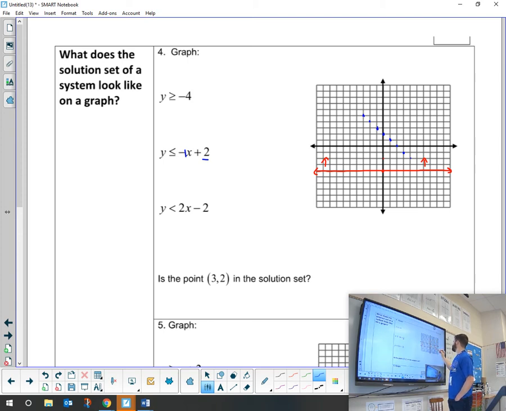And so then, there's my graph. It's a solid line, and it is less than. So we're going to shade below.